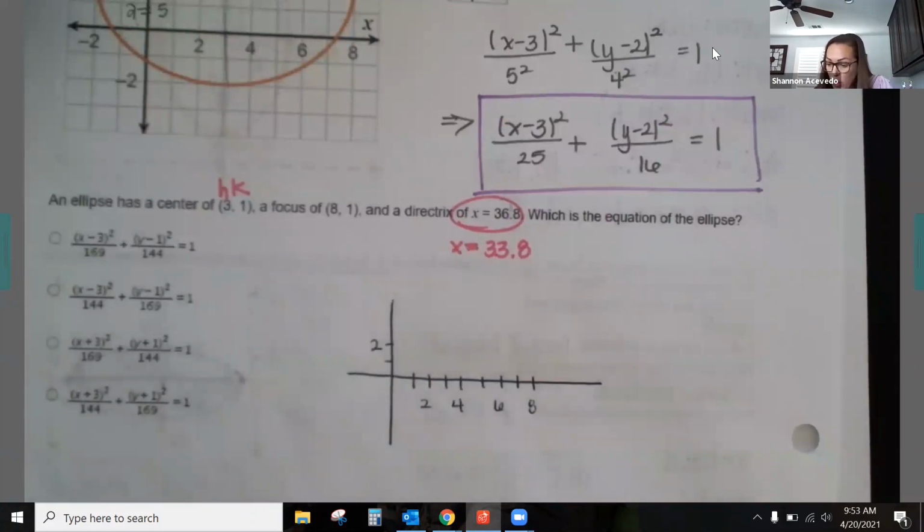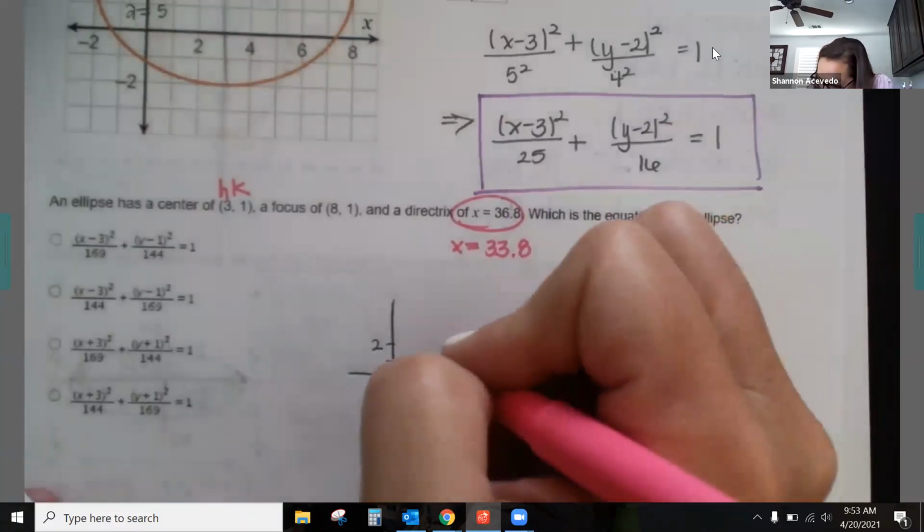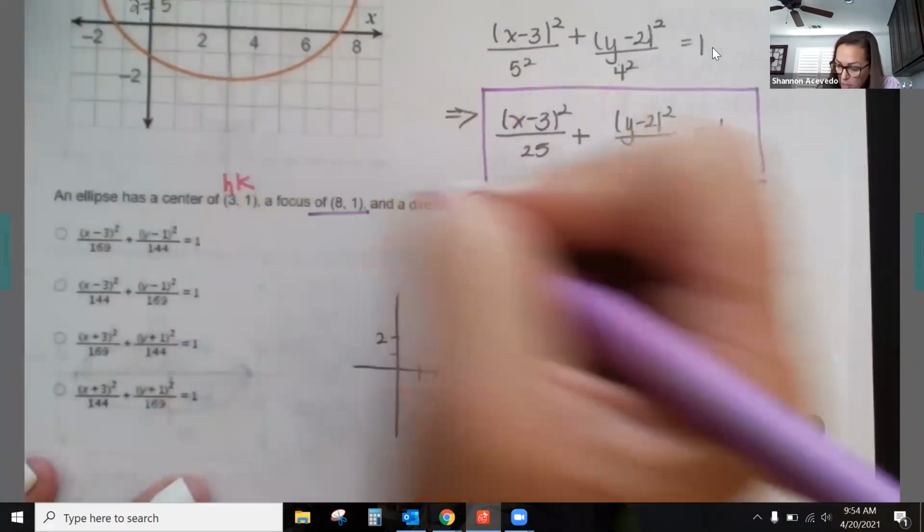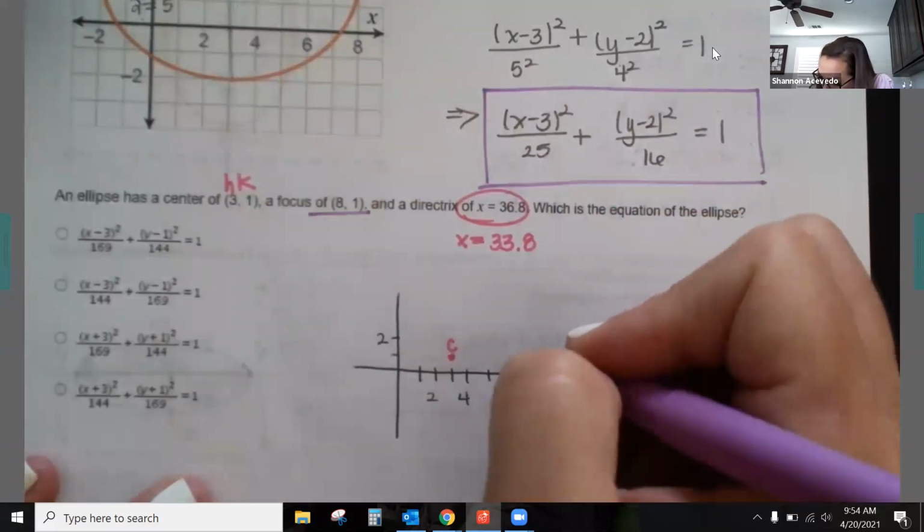So I know at 3, 1, there's my center. I know my H and my K value. Okay, so what else do I know? I know my focus is at 8, 1. So my focus is here at 8, 1.